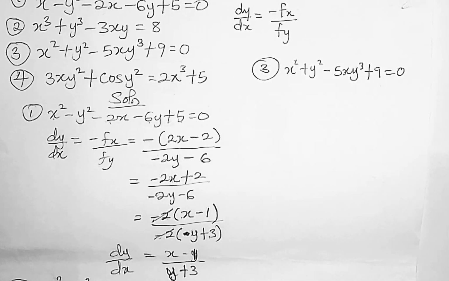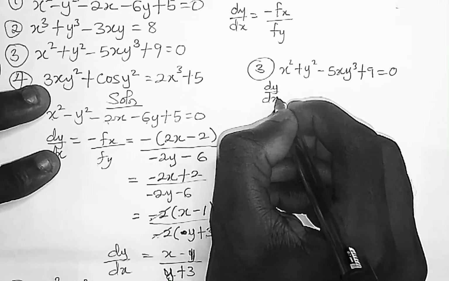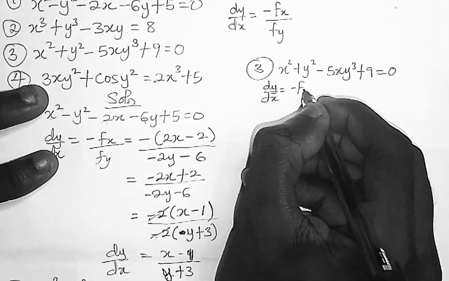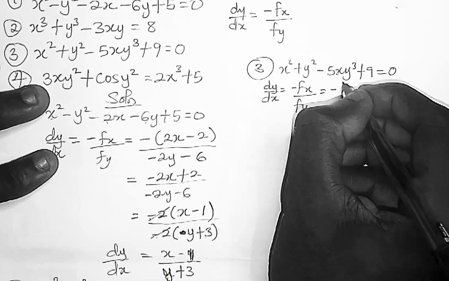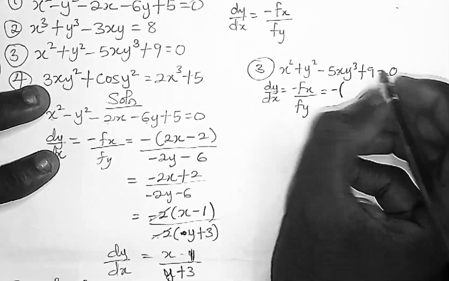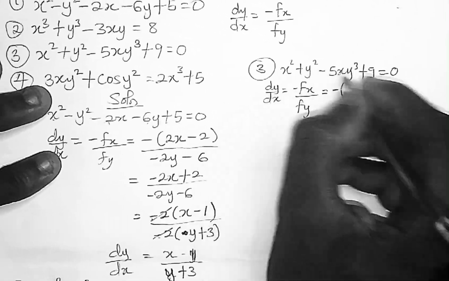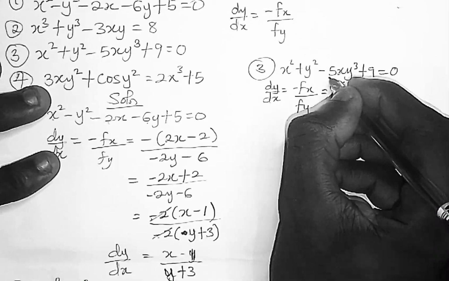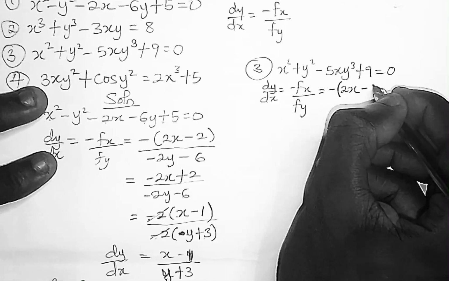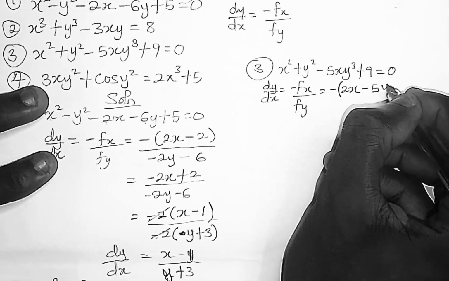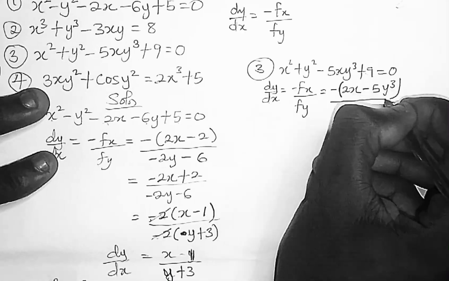So for you to do that, very simple. Your dy dx is equal to negative fx over fy. So that will be negative open bracket. Don't forget, negative open bracket. Differentiate with respect to x: this will give us 2x. Now this is not having x. If you differentiate 5x, you are going to have 5, then multiply by y cubed, so that's 5y cubed. If you differentiate 9, it is 0.